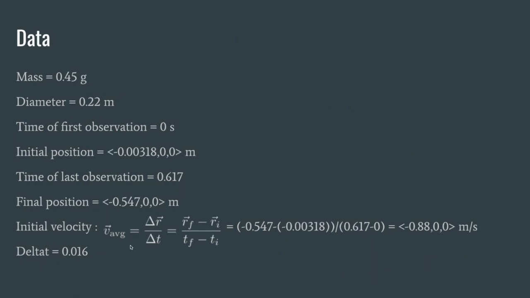And then I use that for the average velocity, which I will be using as my initial velocity since it's all the same. And so that's displacement, which is final position minus initial position over the change in time. So that turns out to be negative 0.88 meters per second in the x. And then for delta t, I use 0.016 seconds.